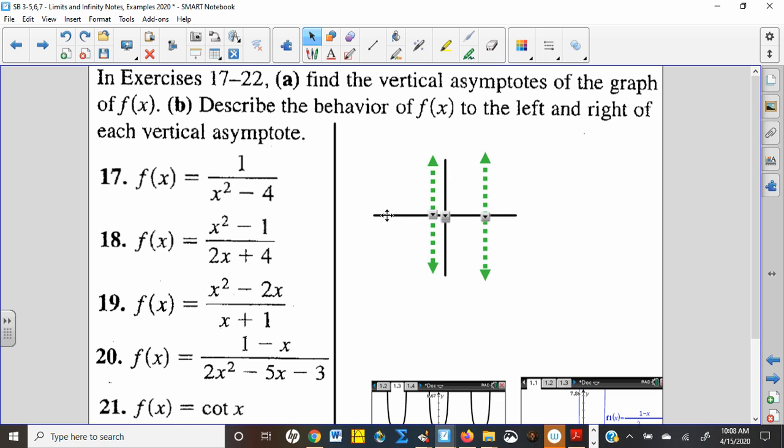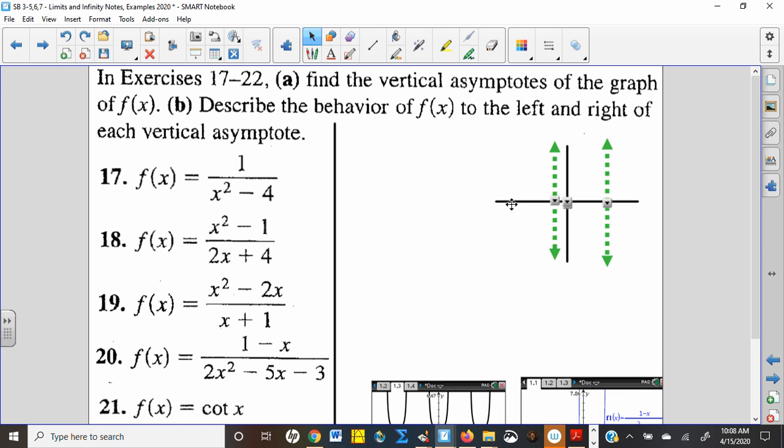All right. So if you're still struggling on 17 through 22, let me know, and I can work out some of these other ones more specifically, but mostly it just is what are the bad numbers in the bottom. If they don't cancel, they're vertical asymptotes. Like on number 18, there's going to be a negative 2 that makes a 0. That's going to be a vertical asymptote. On number 19, negative 1, that's a problem, isn't it? That's going to make a vertical asymptote.